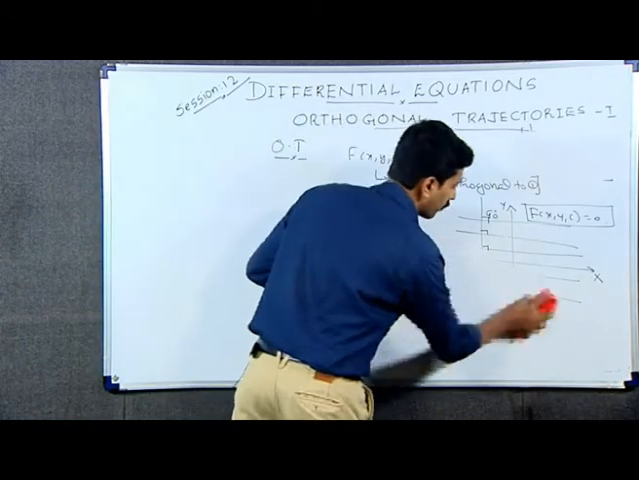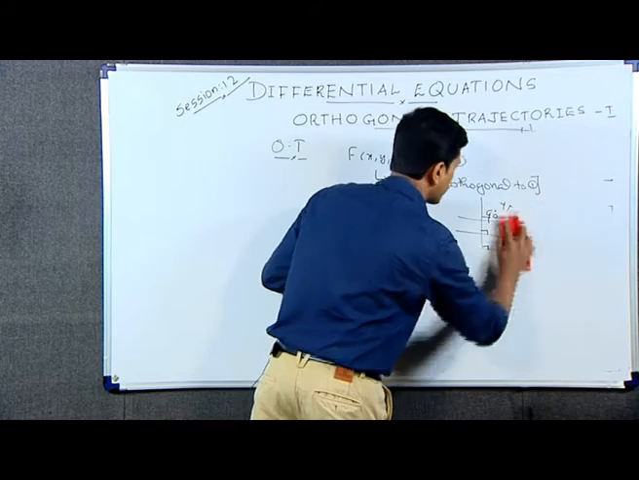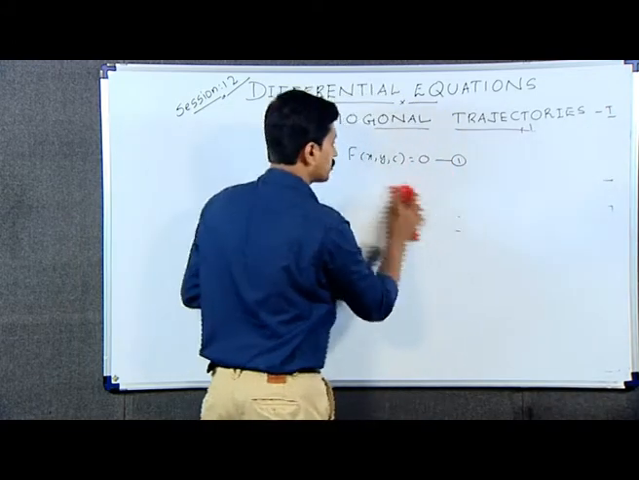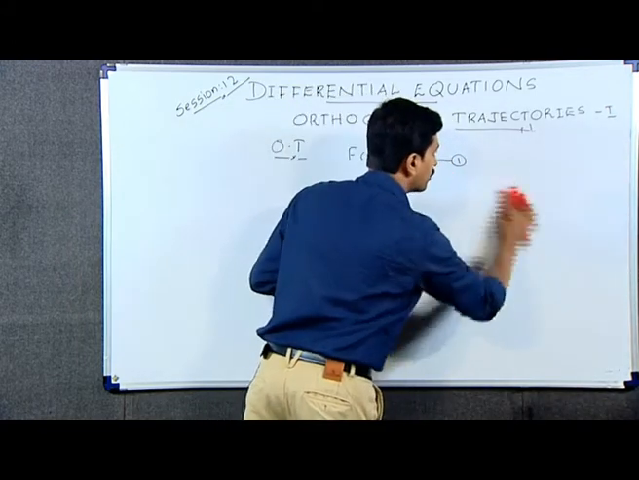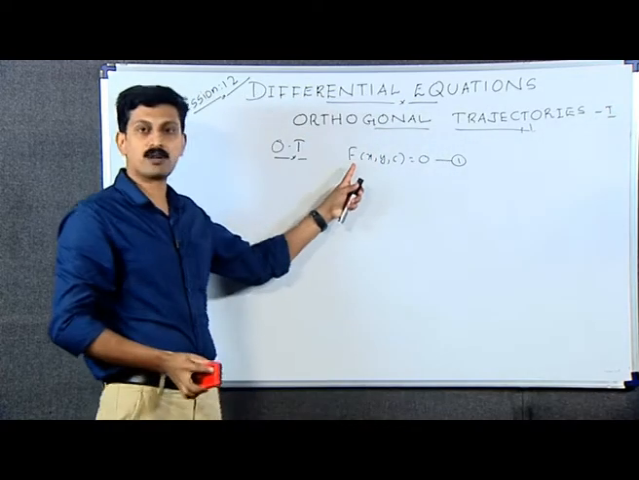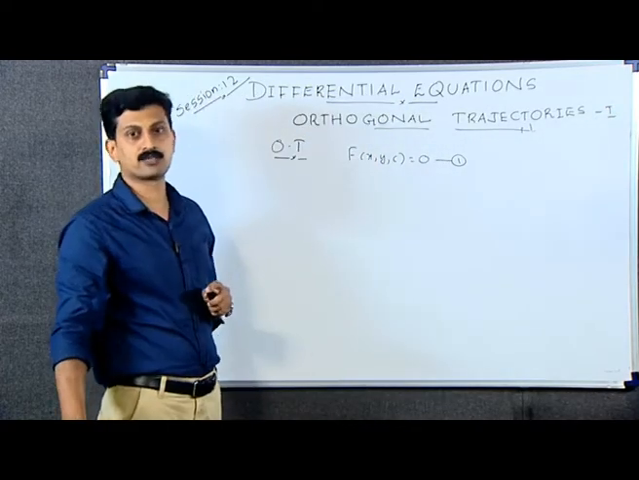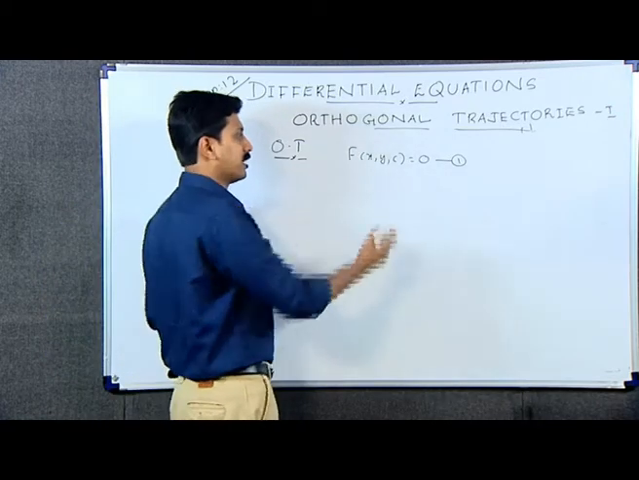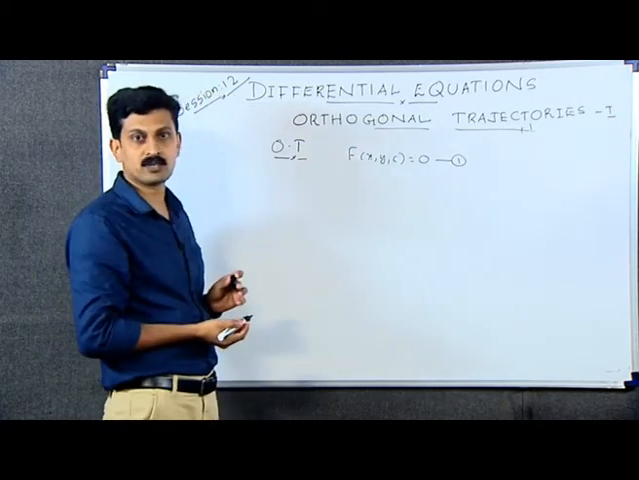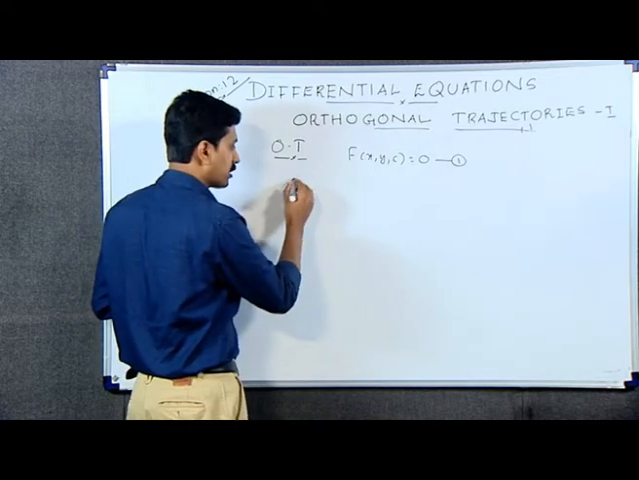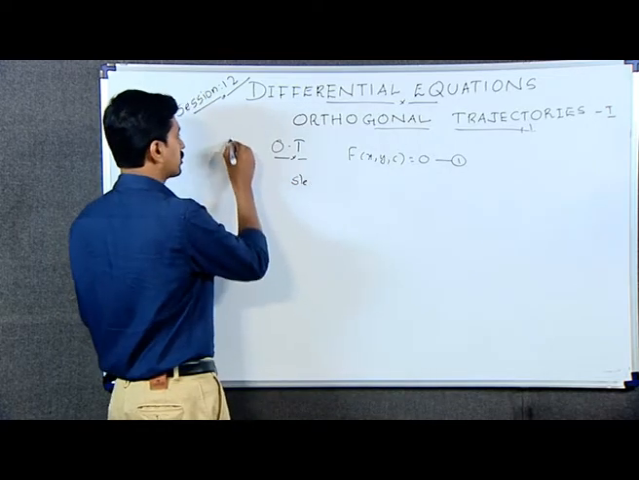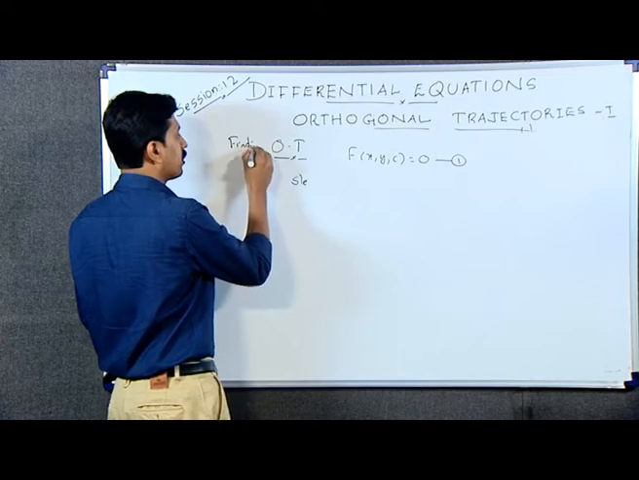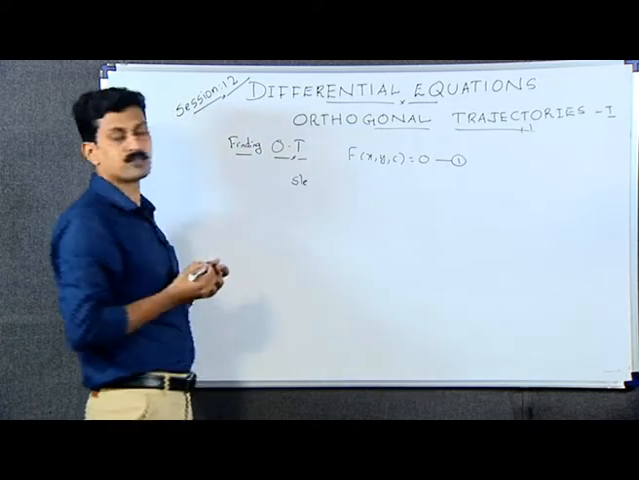How will we find our orthogonal trajectory? See, orthogonal trajectory means, as we already discussed, the family of curves which is perpendicular to, orthogonal to, f(x, y, c) = 0. So actually we have a family of curves f(x, y, c) = 0, and we will differentiate to find the orthogonal trajectory. How will we find the orthogonal trajectories?